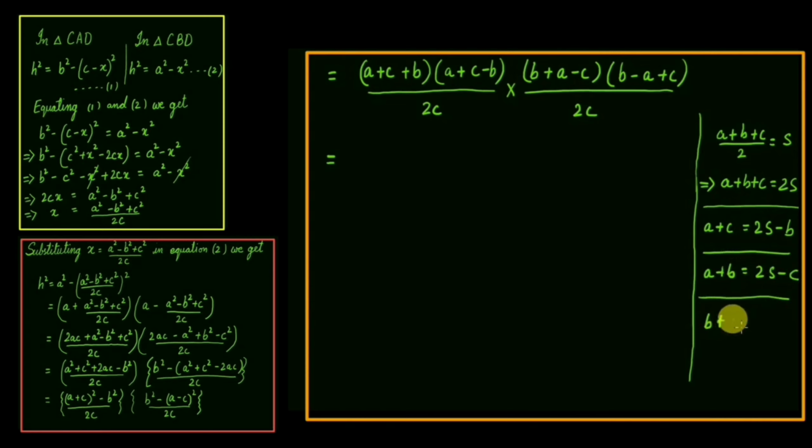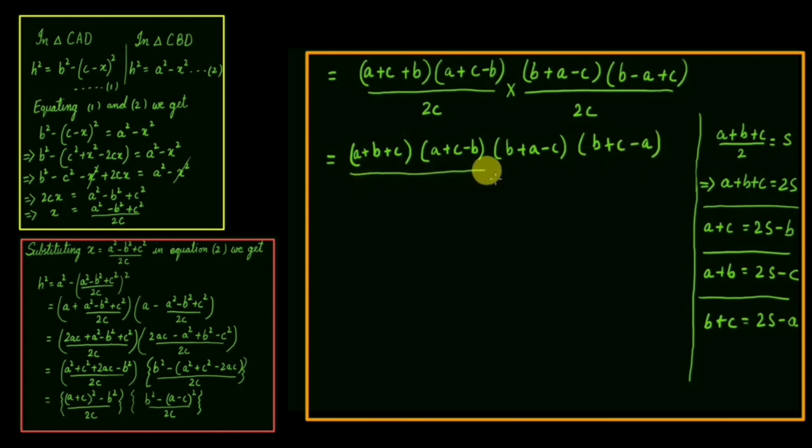And if I take b and c together, then I can write b plus c is equal to 2s minus a. So we are going to substitute these values in the above equation, but before that we are going to arrange the terms of each bracket. In the first bracket, since all the terms are positive, we won't mind, but in the rest three we will keep the negative term as the third term in each bracket.